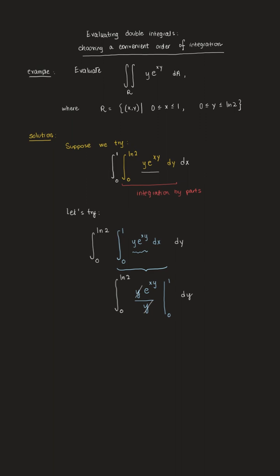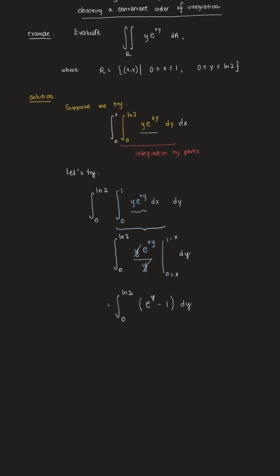We can see that our y's cancel out, and we're left with the integral from 0 to the natural log of 2. And I'm going to go ahead and use the fundamental theorem of calculus. And remember, these limits of integration are x values. So when x is 1, this will be e to the y minus e to the 0, which is 1. And now we have an integral in terms of y only. And so let's go ahead and integrate that.